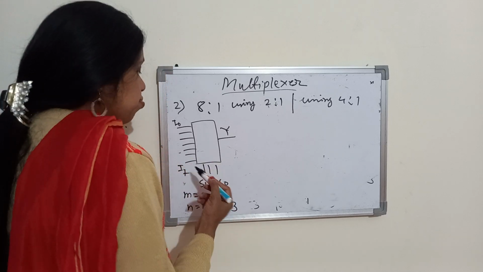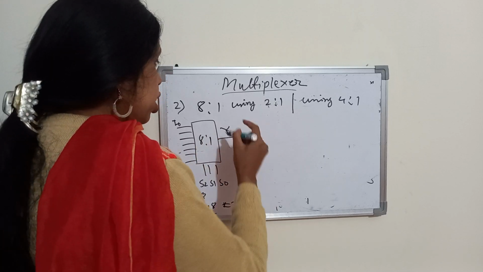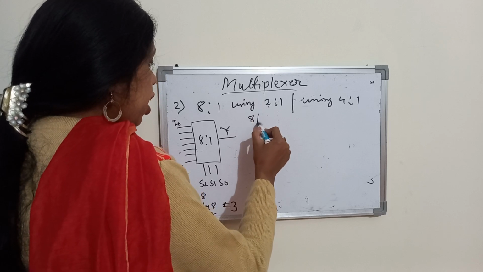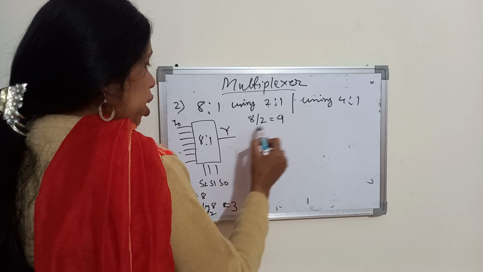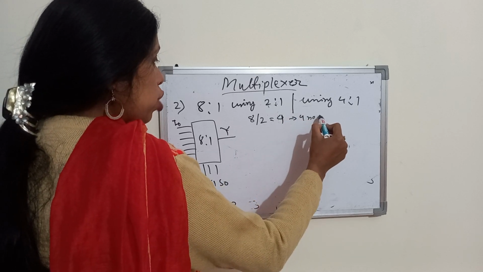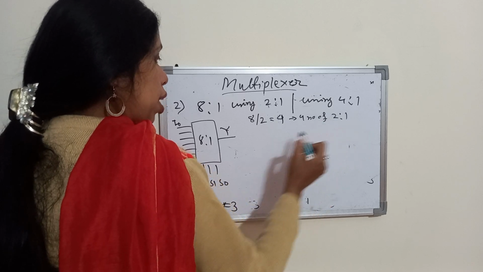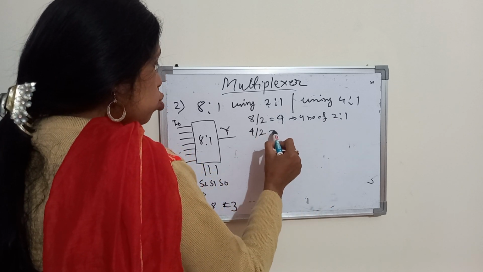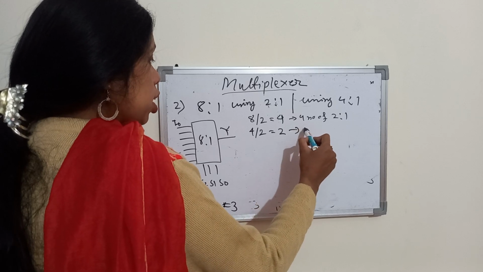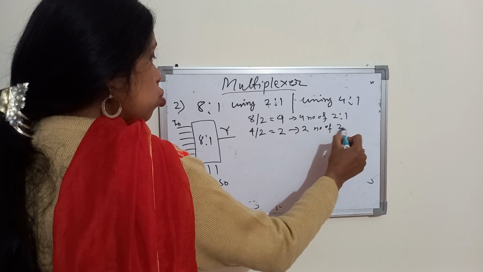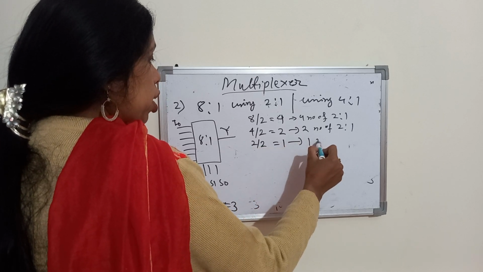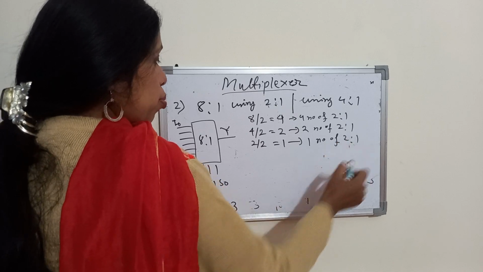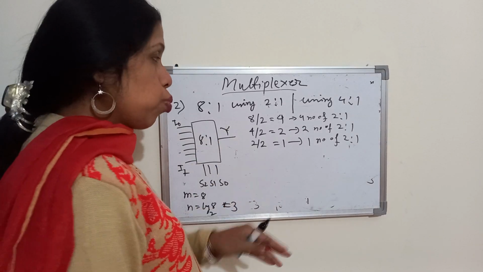Okay, now I want to design 8:1 using 2:1. So I am dividing 8 by 2, that is 4. Again, I will show 4 numbers of 2:1 mux in the first step. Again I am dividing 4 by 2, that is 2. Next stage, 2 numbers of 2:1 mux. Next, again dividing 2 by 2, that is 1. So 1 number of 2:1 mux. Total 7 muxes are required.